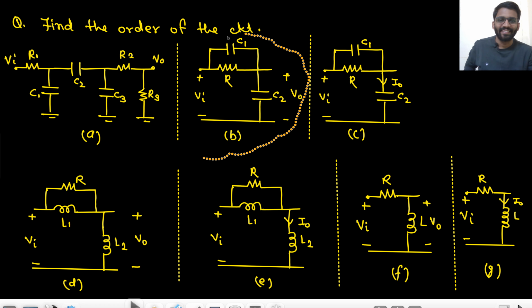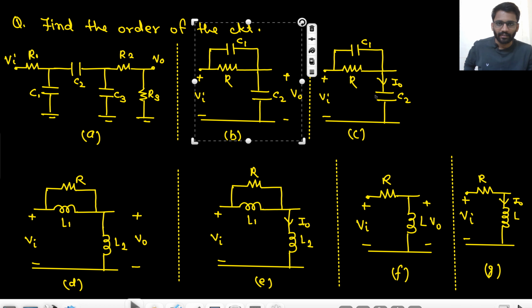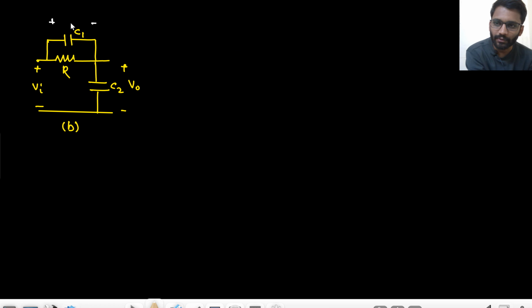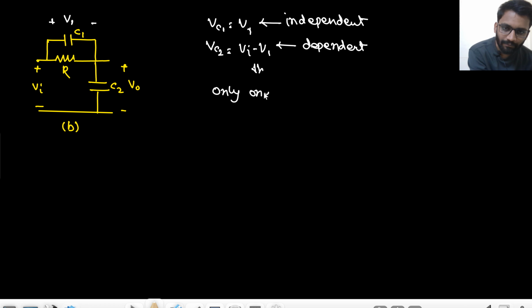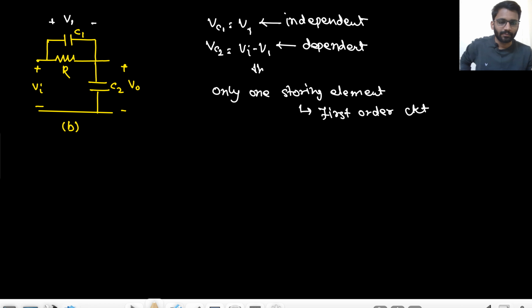Okay, I just solved the question here only. So what about this? This is a first order circuit. Okay, let me copy it. This is the first order circuit. Why so? If I am giving V1 voltage to this, VC1 is V1. Okay, that is independent. And VC2 would be Vin minus V1. That is dependent. So only one storing element, that means it is a first order circuit. Okay. Let's move on to the third example.